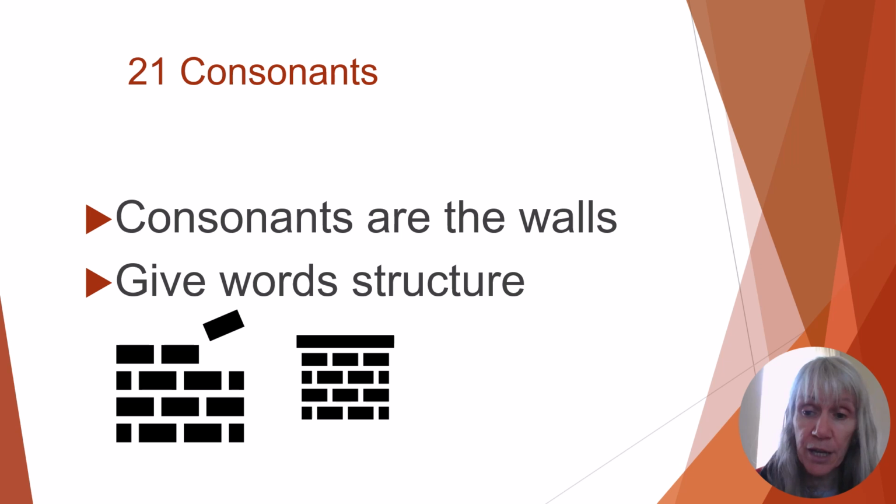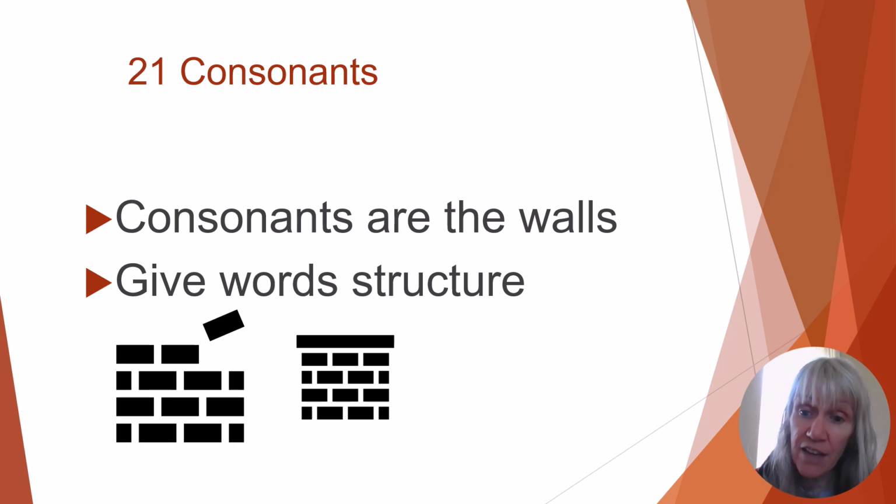And then we also have short vowel sounds, which make a sound that is not clear. The vowel is not saying its name. That's represented by a breve, where the long vowel sound is represented by a macron. Now moving on to our consonants.